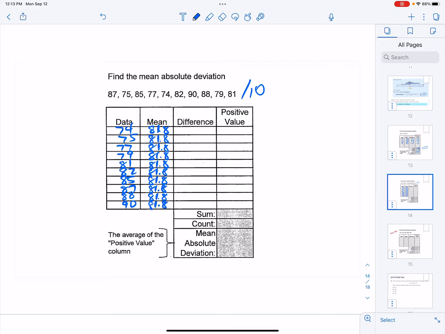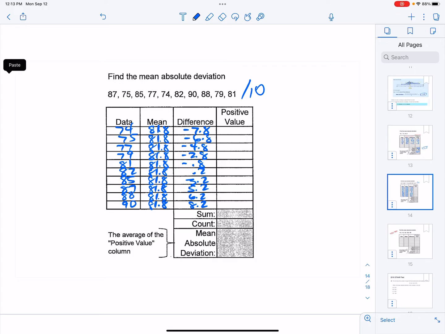And now what we would do is take each of our data points and subtract the mean from it. If you do that, you end up with negative 7.8, negative 6.8, negative 4.8, negative 2.8, negative 0.8, 0.2, 3.2, 5.2, 6.2, and 8.2.